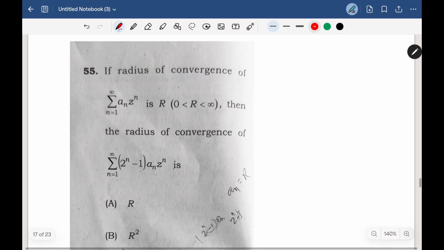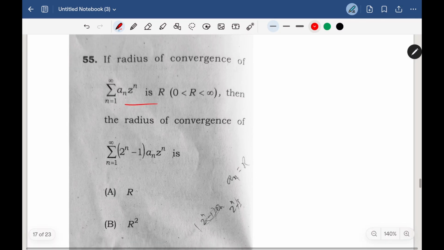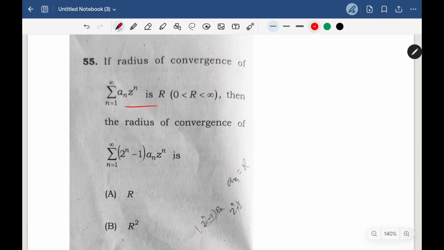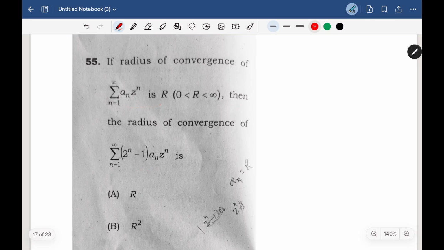So the next question is, we have to find the radius of convergence of this series. If the radius of convergence of this series is r, then we have to find the radius of convergence of this other series. So how to find the radius of convergence? Let's consider this is Cn. So we will find the limit supremum of Cn whole to the power 1 by n. This is equal to 1 by r. So from this formula we will find the radius of convergence.